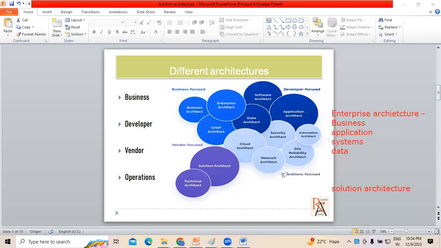Third one, operation focused. What is meant by operation focused? Let's say you have developed an application. At the end of the day, non-functional requirements are also important. What is meant by non-functional? Anyone, please. Non-functional requirements are also important, because what we write code for is called functional requirements. Now, what is meant by non-functional then? What does it mean?